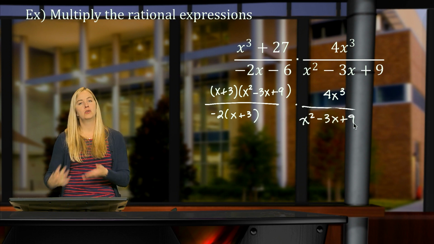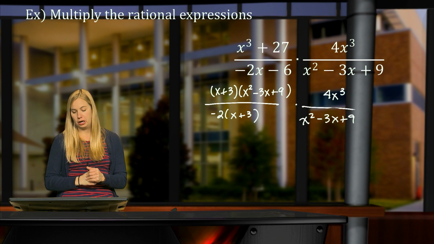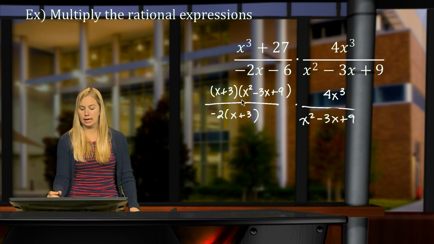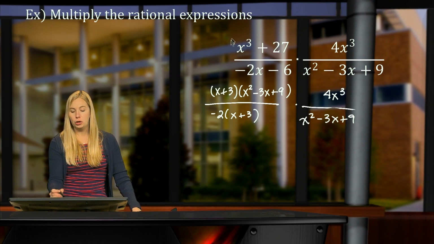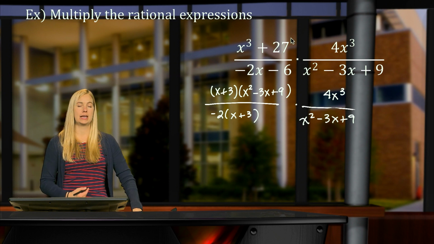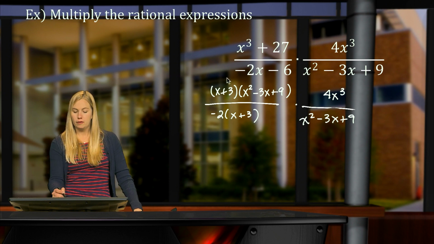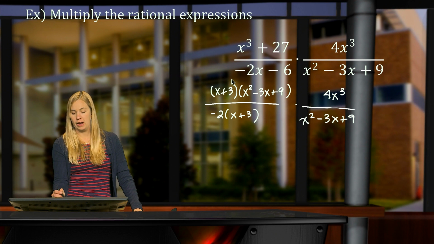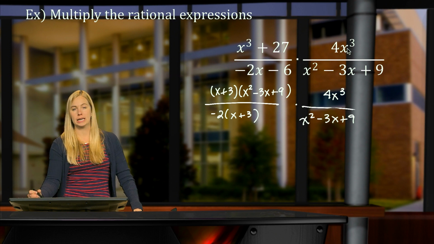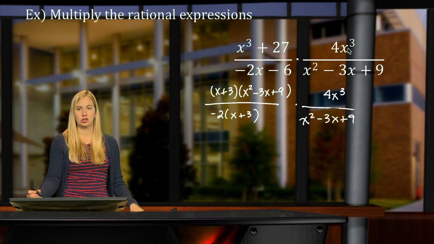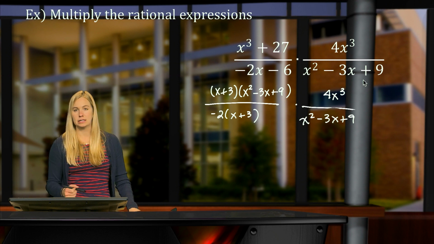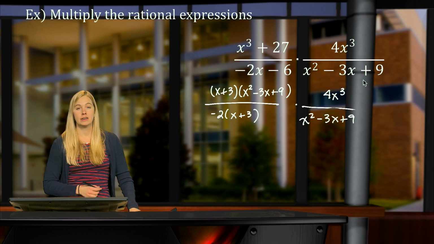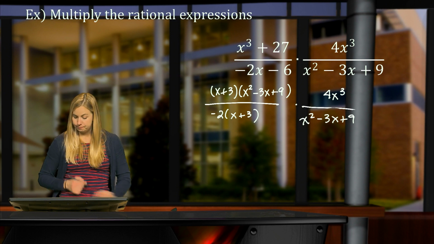So if you're back, check your factors. The numerator factors to x plus 3 times x squared minus 3x plus 9. We recognize that x cubed plus 27 is a sum of 2 cubes. From this first denominator, we can factor out a -2. 4x cubed is already a monomial, so we won't factor it any further. And x squared minus 3x plus 9, if you tried to factor it, you found that it would not factor.